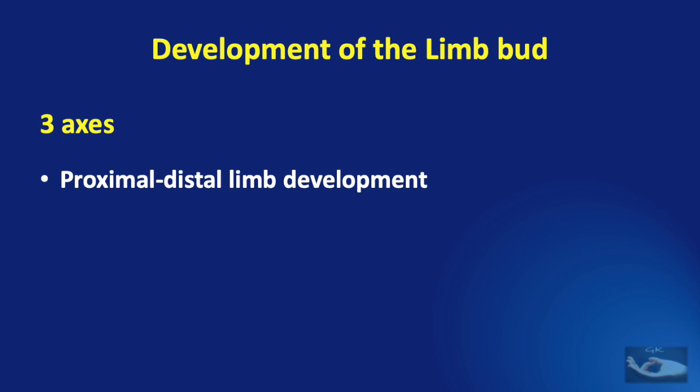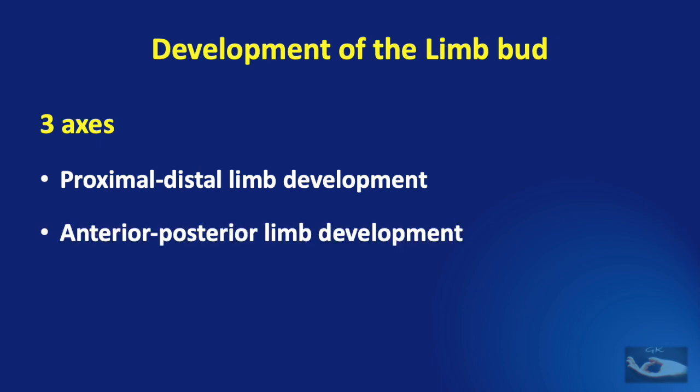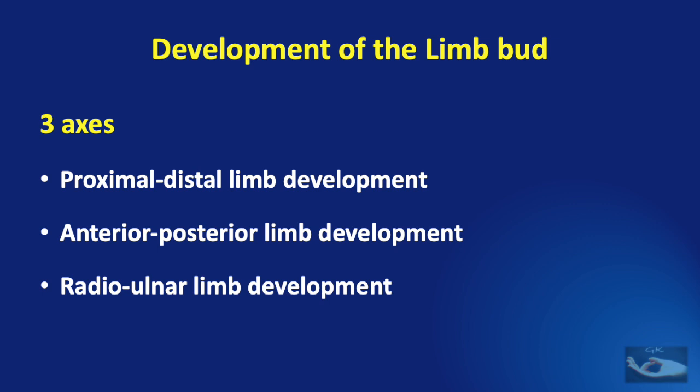This limb bud or arm bud develops in 3 different dimensions or axes. The proximal to distal limb development, which ensures the different structures along the length of the upper limb. The anterior posterior limb development, in which we are referring to the differential development of structures on the dorsal aspect and on the volar aspect of the upper limb. And the third axis is the radio-ulnar limb development, where the structures on the radial side need to develop differently from the ulnar side.